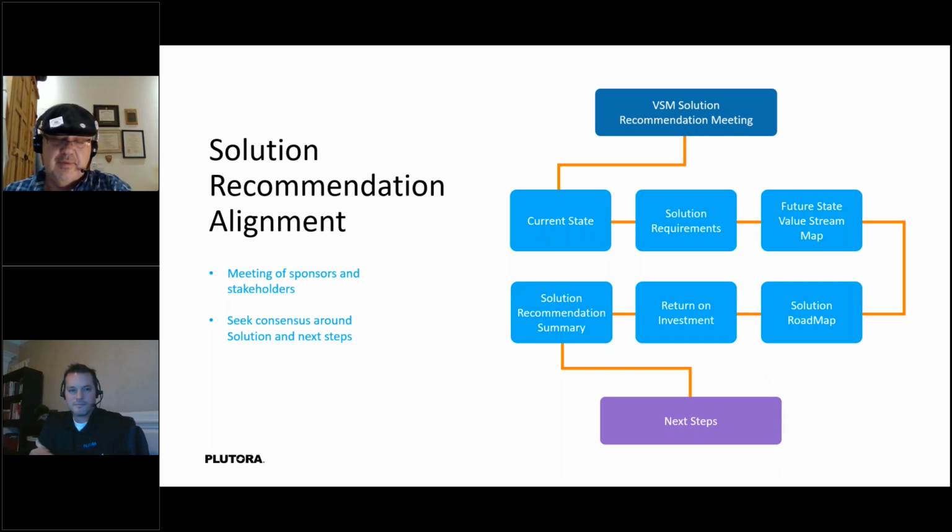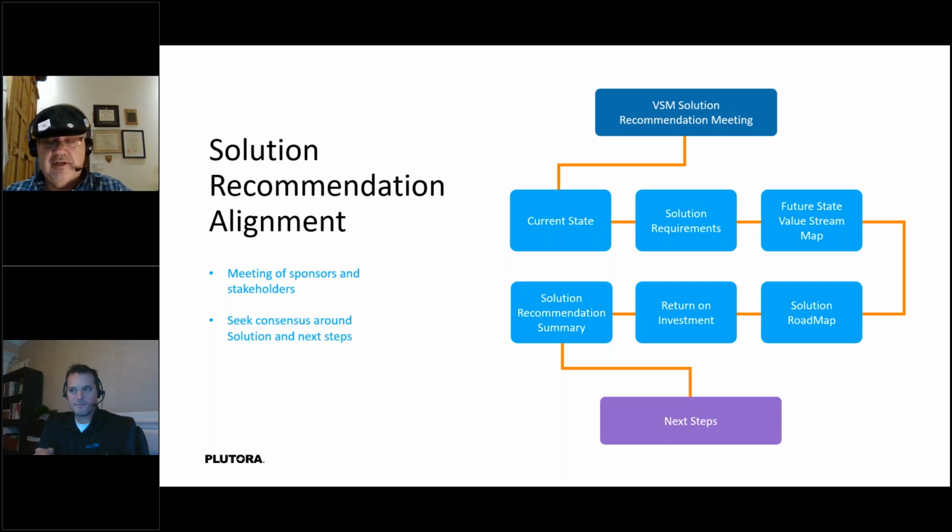Some of those next steps may be things that the sponsors themselves need to do. They need to allocate budget, or maybe do some things at their end. But before you leave the room, make sure you've got at least a few next steps defined so that it's a live project at that point.